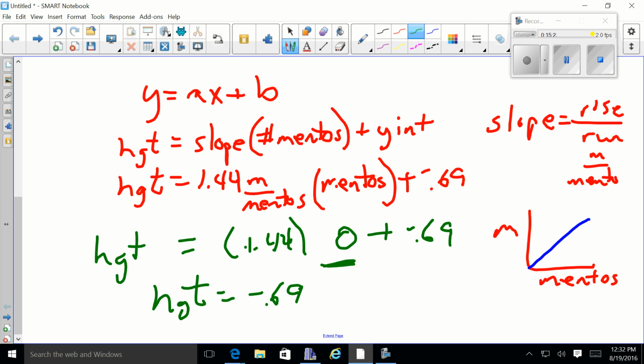So this is now going to become your margin of error. So your y-intercept is your margin of error, which tells you how much your experiment is actually off. And if you're doing the number of Mentos, you need to show the graph and the line of best fit.